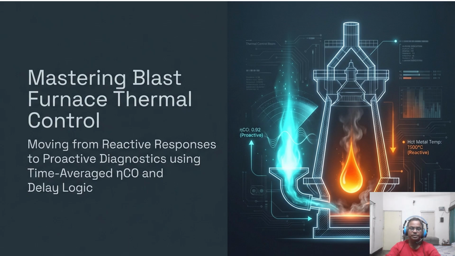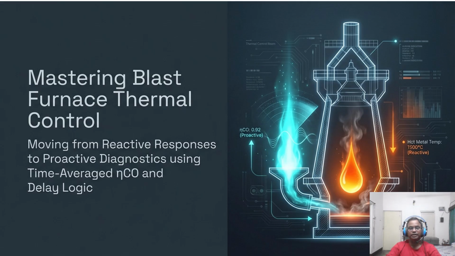Today we are going to discuss blast furnace thermal control, and primarily here we will be focused on a fundamental shift in how we manage thermal control in the furnaces. Traditionally we have been reactive, waiting for the hearth to tell us it's cold or hot, but by then the damage is done.